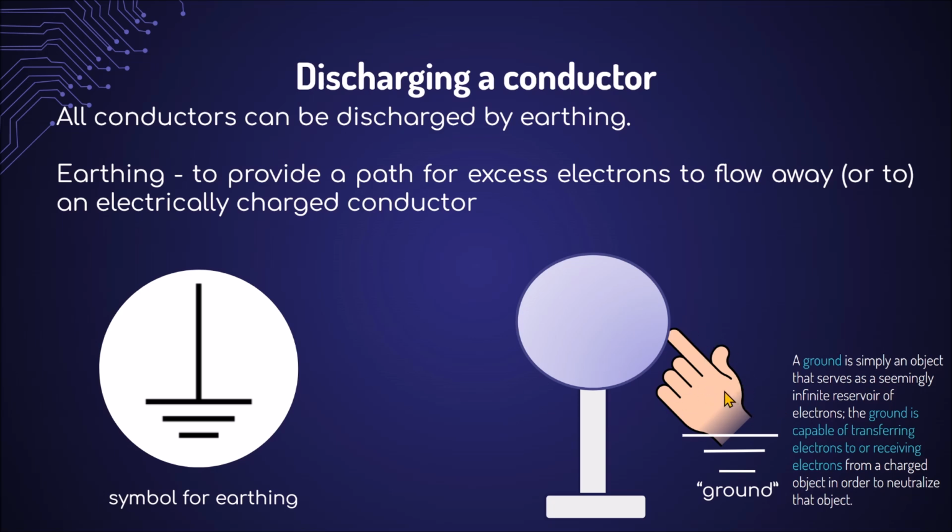The ground doesn't necessarily need to be our body. It can be any large conductor that allows electrons to flow to and fro the charged object. Let's say this charged object here has excess electrons. By connecting to the ground, the electrons will flow to that conductor instead, and hence the object becomes neutralized. If you have excess positive charge, then electrons from the ground will flow to neutralize the excess positive charge. This process of connecting it to the ground to discharge the conductor is known as earthing, and this is the symbol.